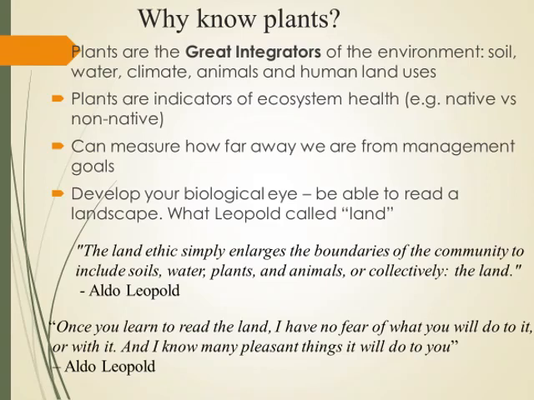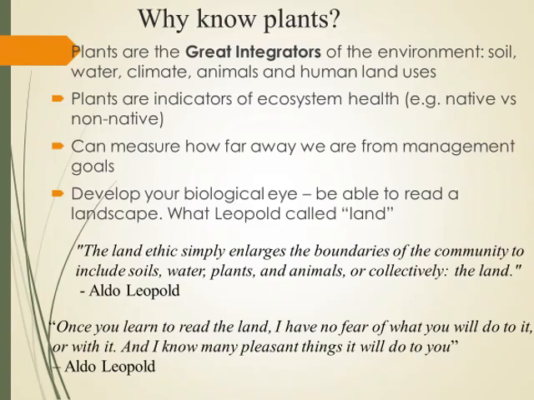And then human land uses. So many different human land uses are dependent upon plants and plant communities. Obviously, the whole livestock grazing business is dependent upon grasses and forbs. The whole forestry producing wood products is dependent upon forests. And there's so many other human uses of plant communities.